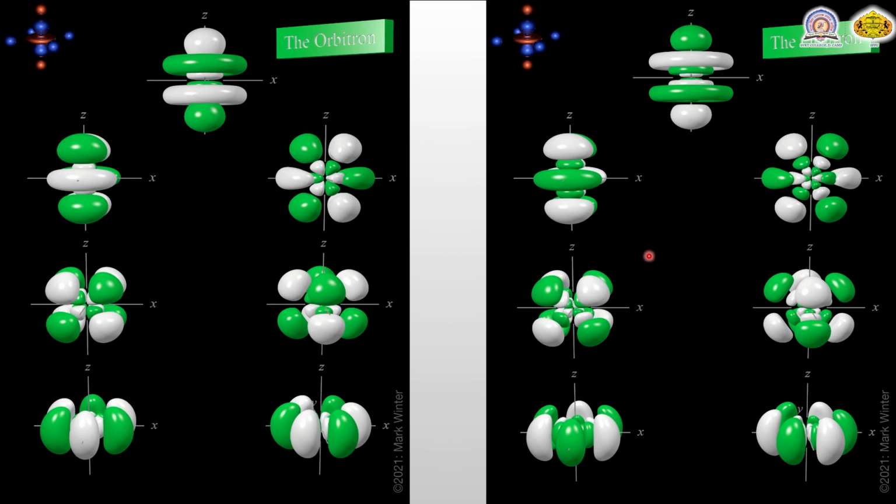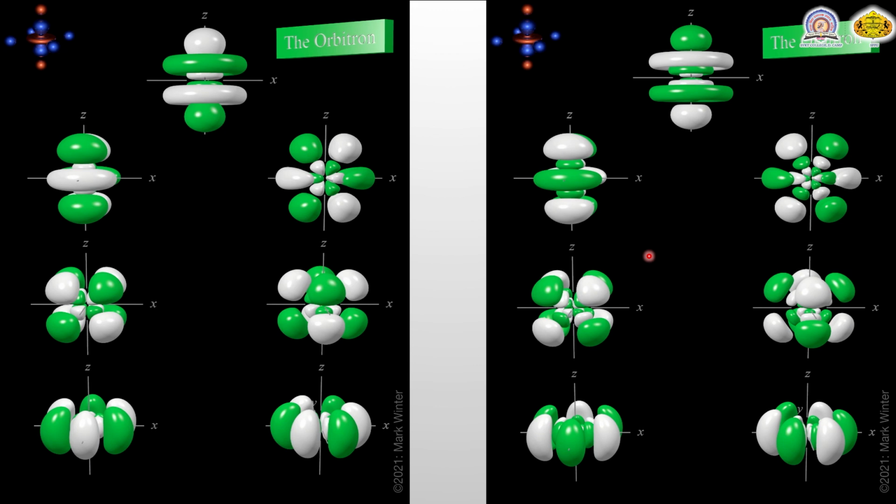The value of n is the principal quantum number, which represents the shell number. The value of L is the azimuthal quantum number, or orbital quantum number. For the s orbital it is 0, for the p orbital it is 1, for the d orbital it is 2, and for the f orbital it is 3. Based on that, we have calculated the radial node for different orbitals.